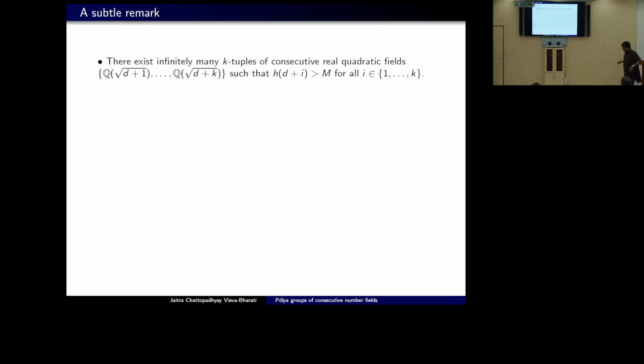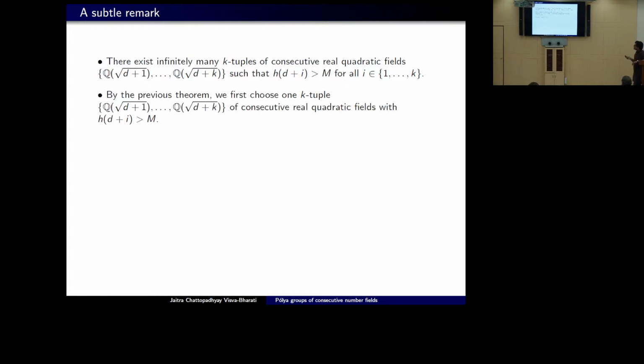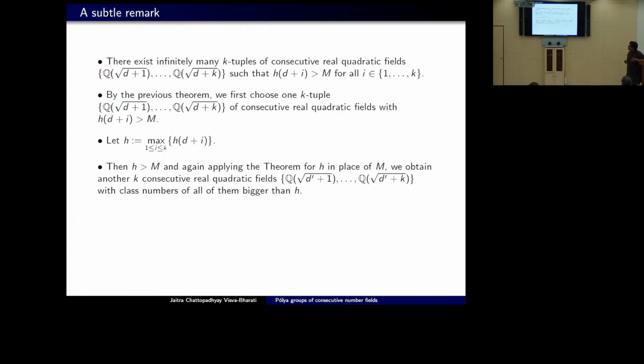And a remark says that in this way we can actually try to generate infinitely many such k-tuples. So the technique of the proof shows us that given any k and m, there exist some k-tuples of quadratic fields, all of whose class numbers are bigger than m. Now the question is whether there exists only one k-tuple or infinitely many k-tuples. That is actually easy to see. How do you do that? By the previous theorem, we know that one such k-tuple exists. So let's call it Q(square root of d+1) up to Q(square root of d+k).